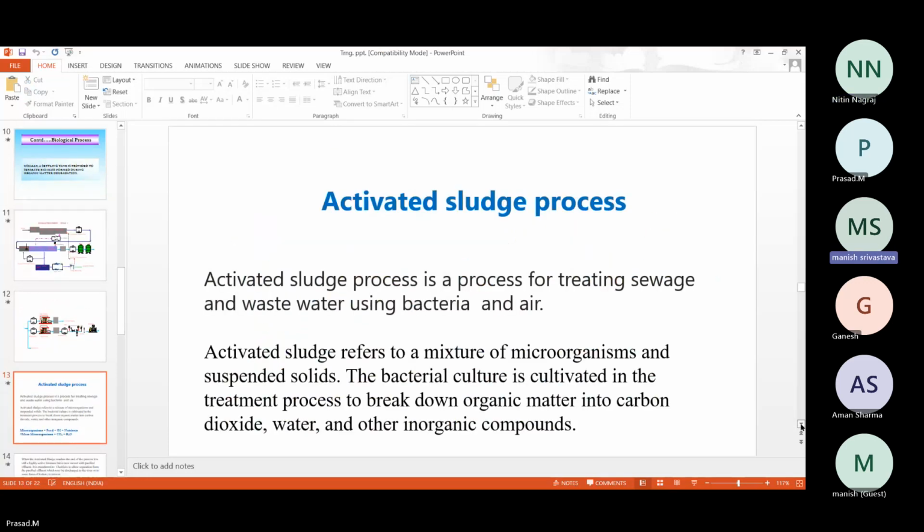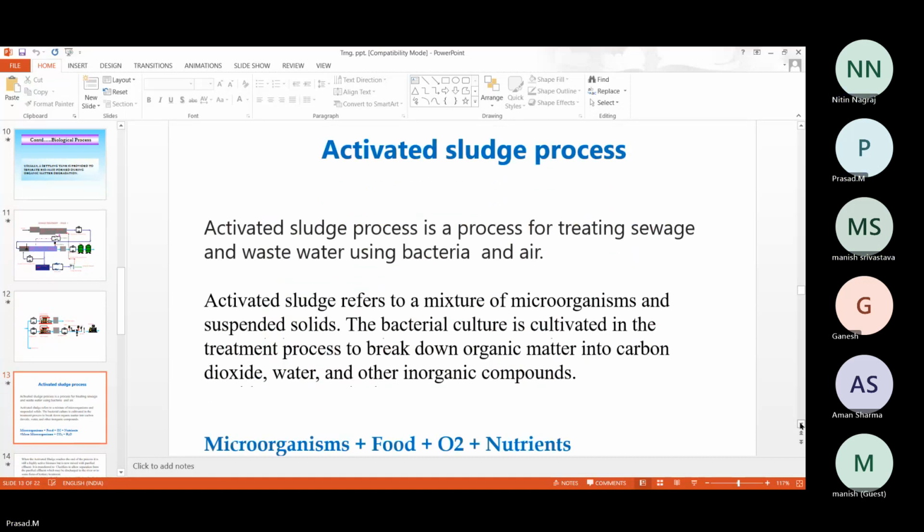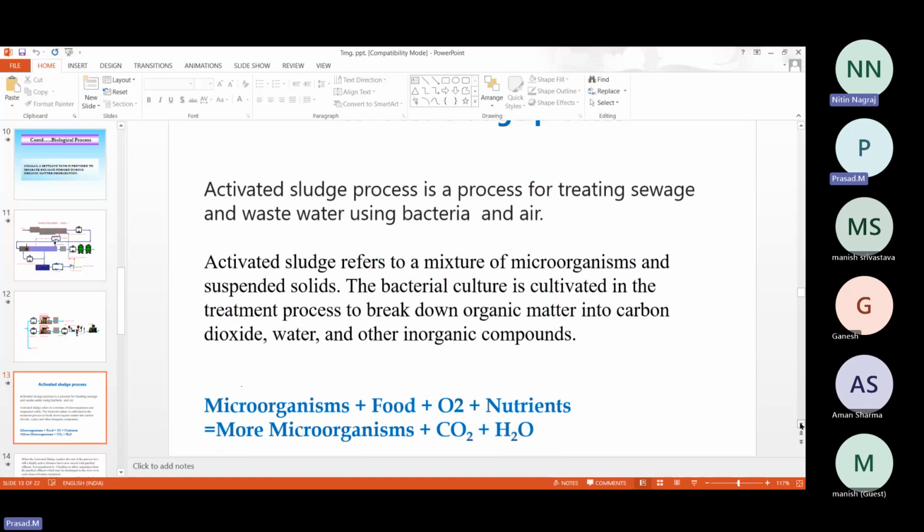Sir, what is eco STP? Hello. Where did you see this? Someone has asked me for eco STP. Do you have an eco STP? Eco STP, meaning what? Is it the treatment they are providing?